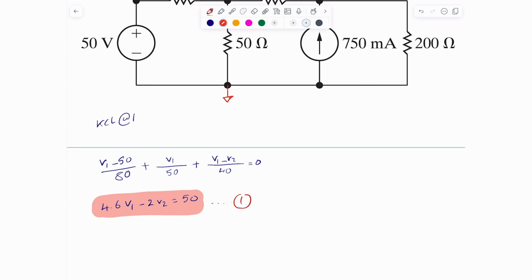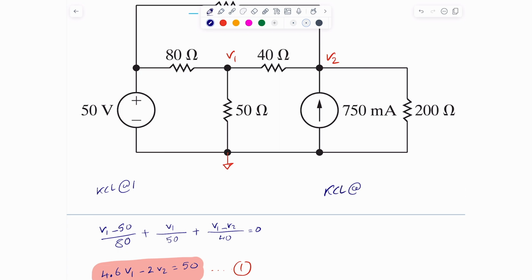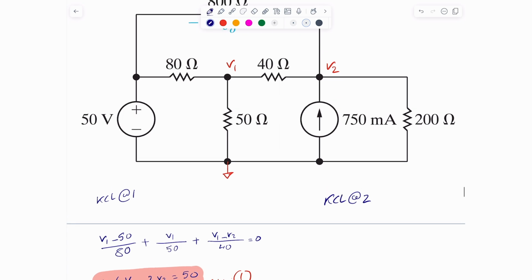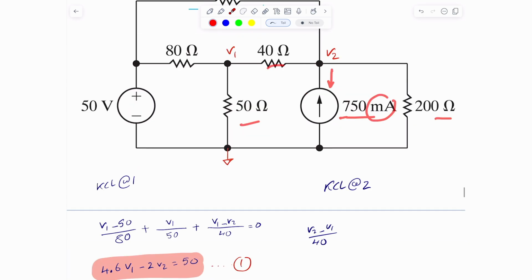All right, now we can go ahead and write KCL of the second node in here. So KCL at node 2, and that will be simply V2 minus V1 divided by 40. That's this current going here. And the current in here, we technically know it, we just need to pay attention to the unit. This is a milliamp, and everything we have is an ohm. So this here is volt divided by ohm, that's an amp. So we need to convert that, and that will be negative 0.75 amps versus the 750 milliamps.